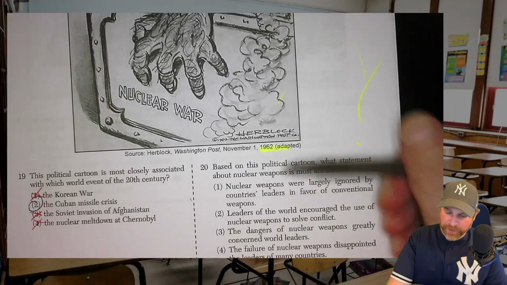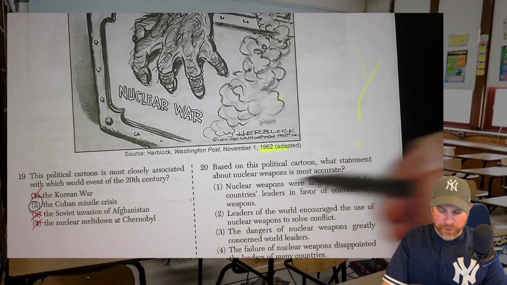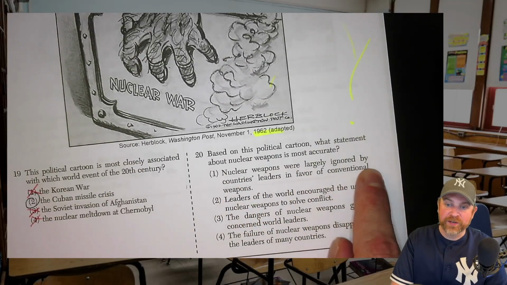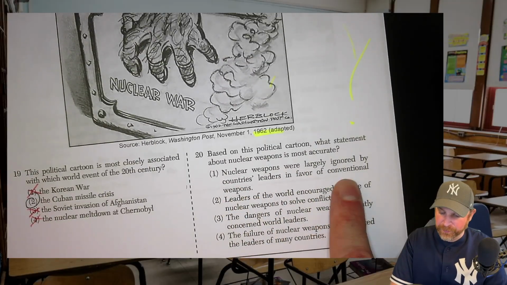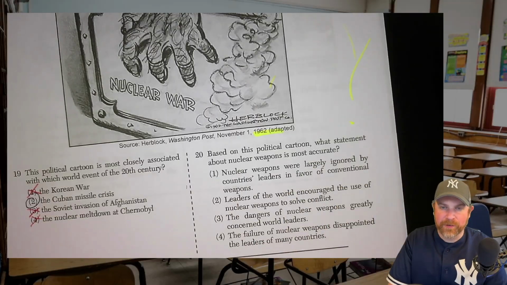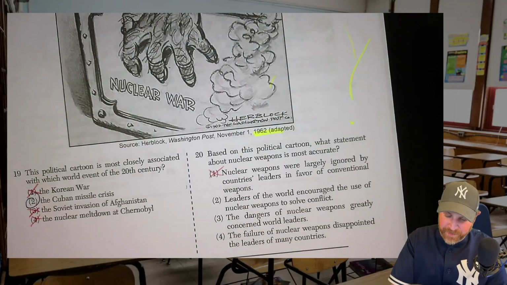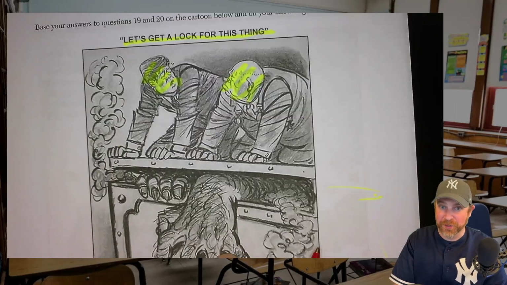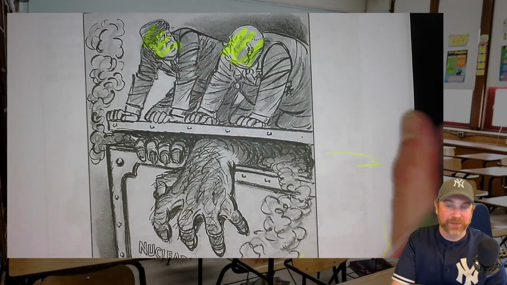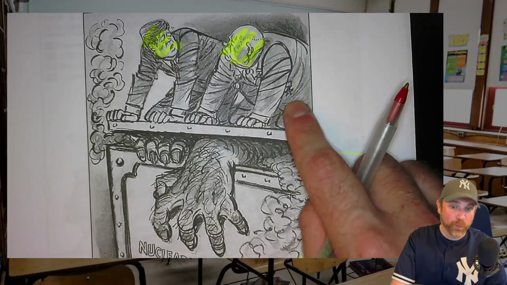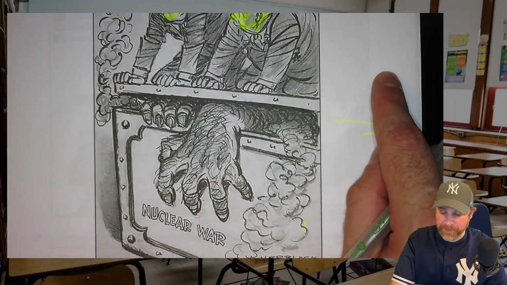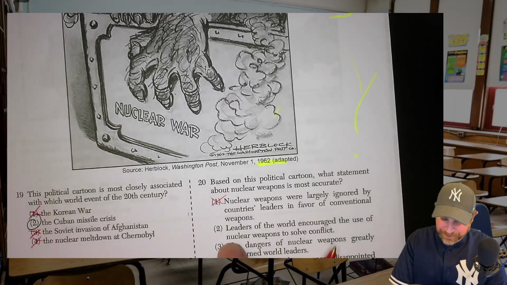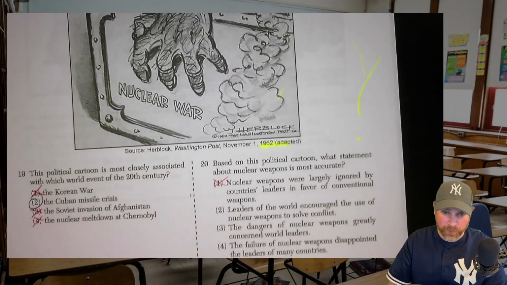Number 20, based on the political cartoon, what statement about nuclear weapons is most accurate? Choice 1 says nuclear weapons were largely ignored by countries' leaders in favor of conventional weapons. Well, that can't be accurate, right? Because it seems to me that nuclear weapons are not being ignored. There's a lot of attention being given to nuclear weapons, right? Each side is trying to build a whole bunch, right? To the point where the world has a lot of fear that a nuclear war might happen. That doesn't seem like they're being ignored, right? They're being built in new places. So cross off choice 1 for number 20.